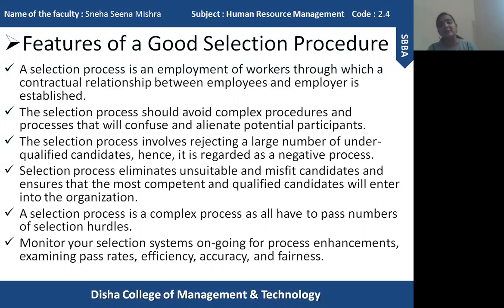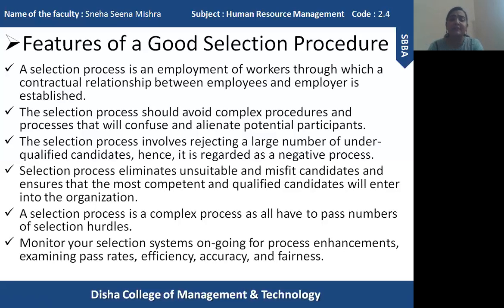So selection must involve rejecting a large number of candidates and selecting only those who are considered suitable for the job. So the people who do not fit into the basic criteria for the job, who do not have the basic qualities required to do the job, need to be rejected in large number. Okay. The next feature which is essential here says that the selection process eliminates unsuitable and misfit candidates. That ensures that the most competent and qualified candidates will enter into the organization.